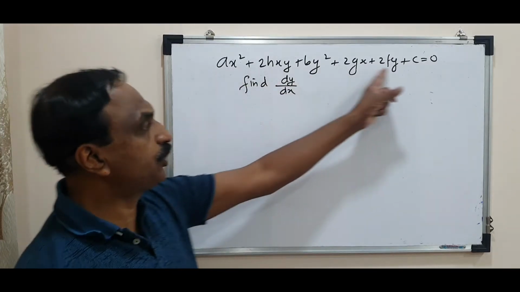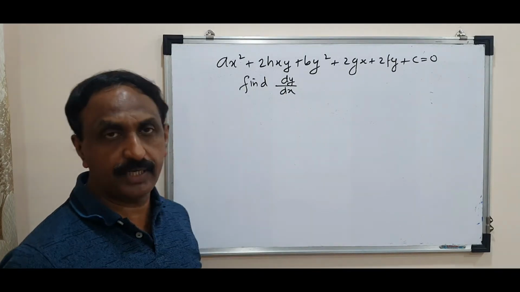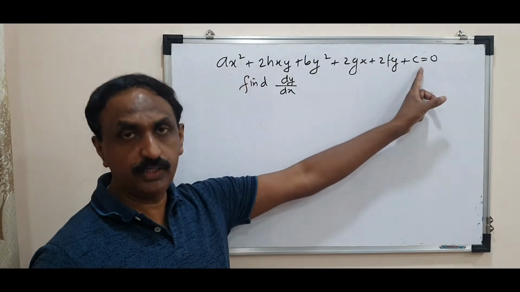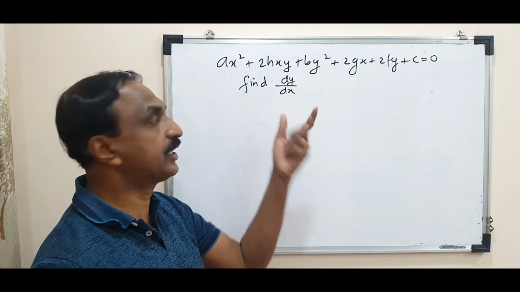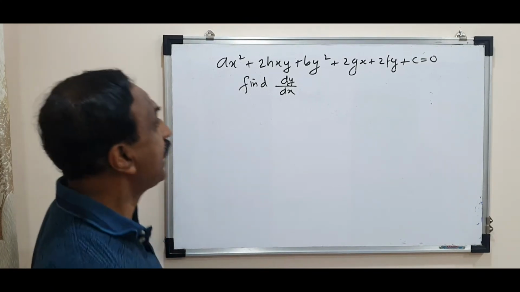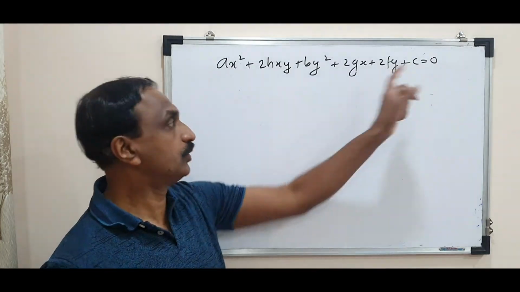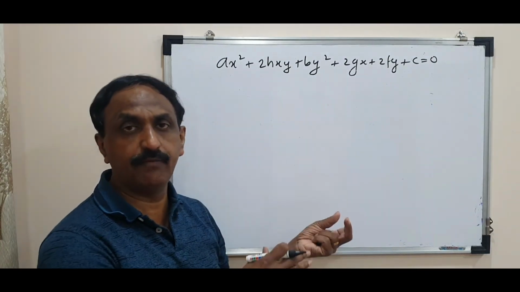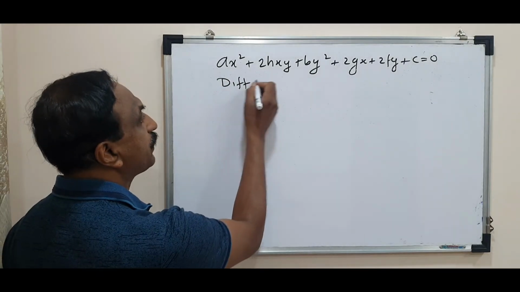If a function is given to you in this manner, and from this we want to find out what is dy by dx, such a function is called an implicit function. In an implicit function, how will you find out the derivative? That's what we are learning. First, write the equation as it is, however it is given. No need to make the right-hand side 0. You can keep the function the way they give it to you. Then directly differentiate with respect to x.